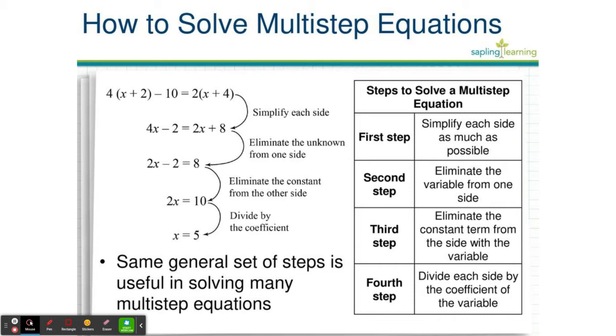Third step, eliminate the constant term from the side with the variable. That just means eliminating the number. Fourth step would be to divide each side by the coefficient of the variable. It's the same general set of steps in solving multi-step equations as there was in solving one and two-step equations, just now there's a few more steps. It'll make more sense after seeing some examples.